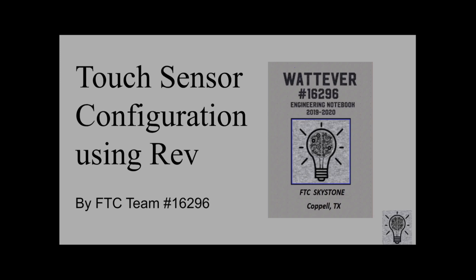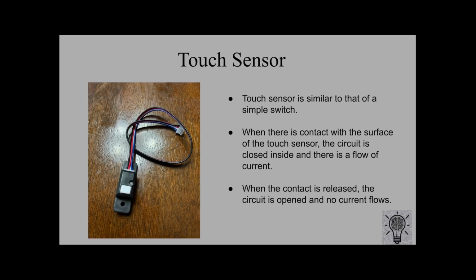Today I'm going to be talking to you about the touch sensor configuration using the Rev Touch Sensor and its uses. As you all know, a touch sensor is similar to a simple light switch. When there is contact with the surface of the touch sensor, the circuit is closed inside and there is a flow of current. When the contact is released, the circuit is open and no current flows.